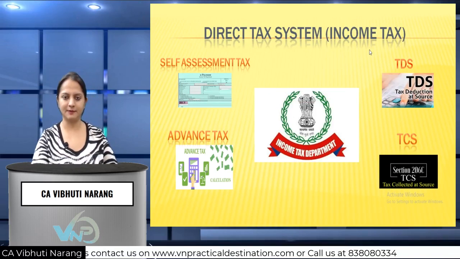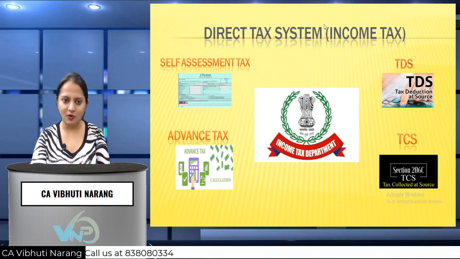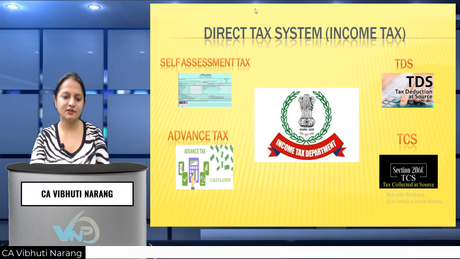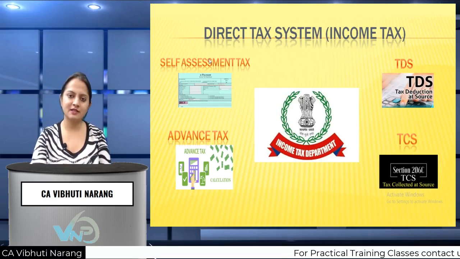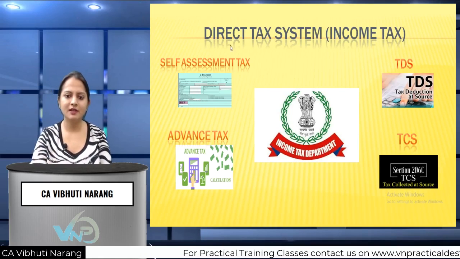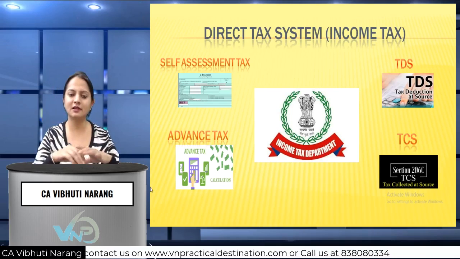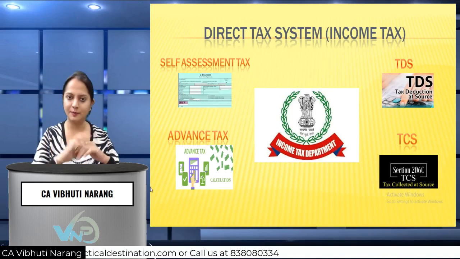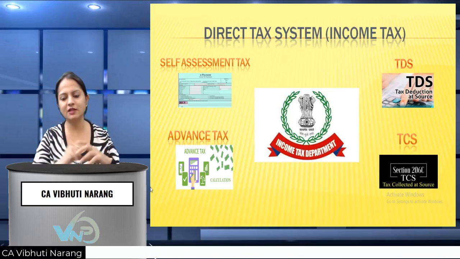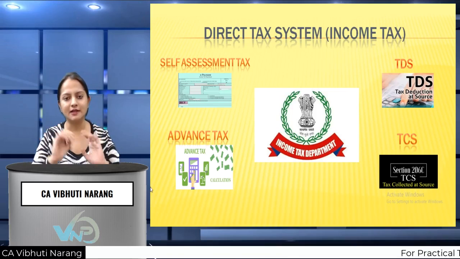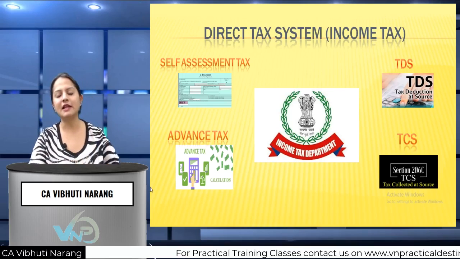Now, first of all, we'll understand in the direct tax system how the income tax is collected by the Income Tax Department. The Income Tax Department collects tax from four areas. The first is self-assessment tax, when the taxpayer himself assesses his tax and pays to the government. The second is advance tax, where in the current financial year you assess the advance tax liability and the taxpayer pays that tax liability. Third is tax deducted at source, which we will be discussing in this video, and the fourth is tax collected at source.